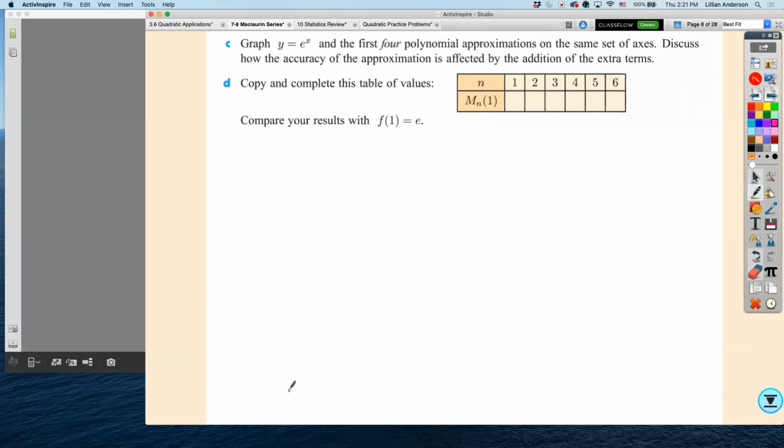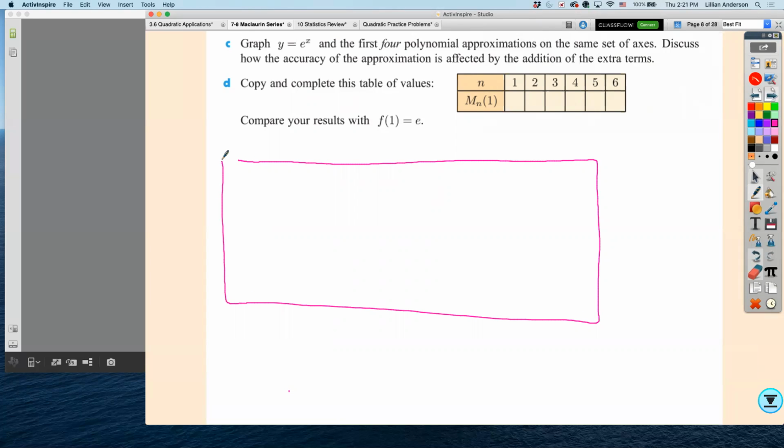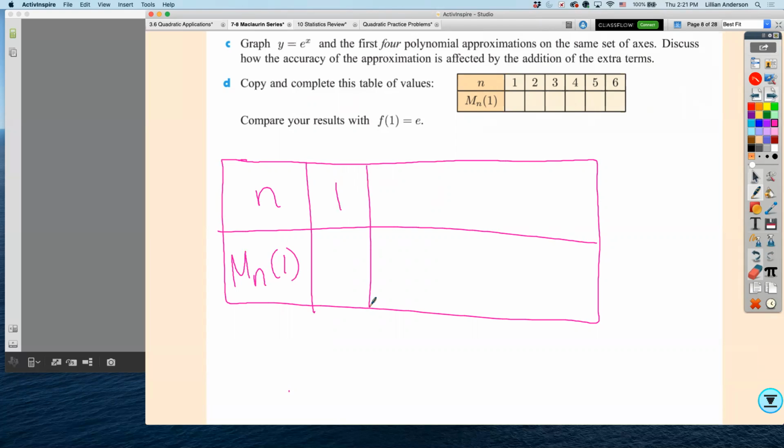Now it says copy and complete this table of values. Compare your results so where f of 1 equals e. Whenever it says copy and complete in IB, you make sure that you do that. You copy over that table and you complete it. Do not lose points because you decide to fill in the table that's there. You copy it over.